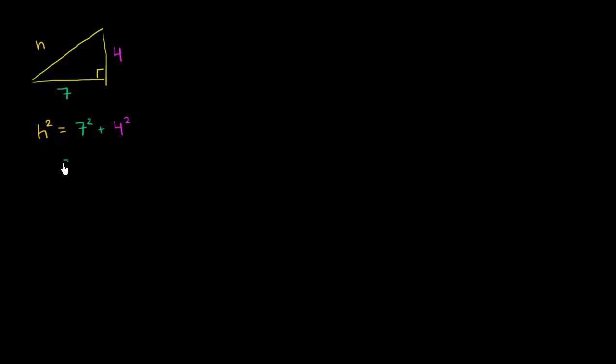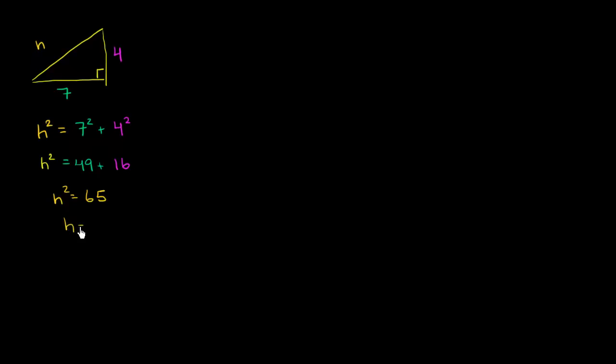So this is equal to 49 plus 16. Let's see, 49 plus 10 is 59, plus 6 is 65. So h squared is equal to 65. Did I do that right? 49 plus 10 is 59, plus another 6 is 65.